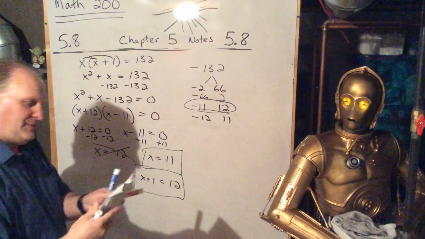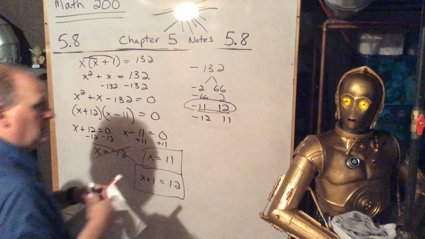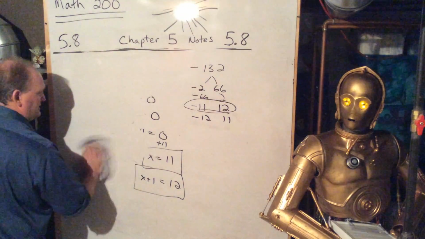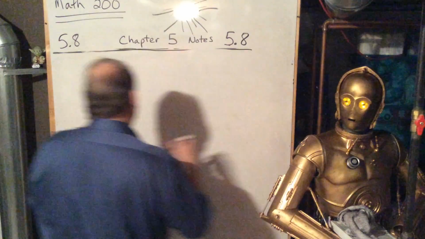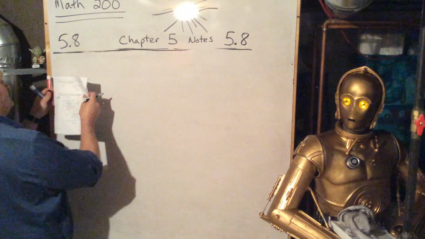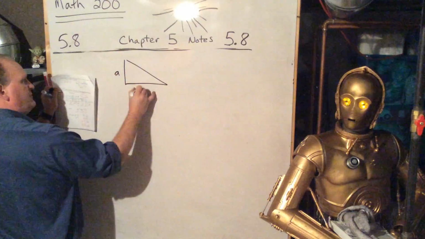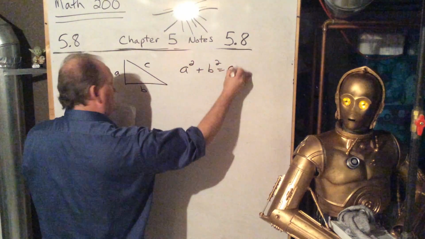And the last page is Pythagorean Theorem. So this one is a bit intense. Let's take a look at this one quick. Remember how this works. A, B, and C. It's a squared plus b squared equals c squared.